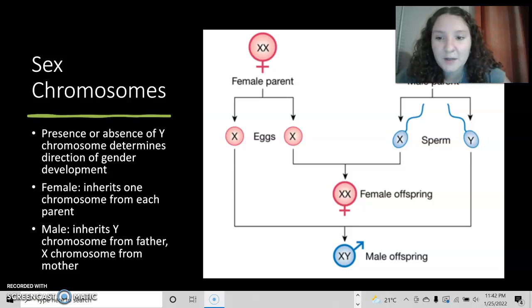So as you can see here, the presence or absence of a Y chromosome will determine the direction of gender development. So a female will inherit two sex chromosomes, one from their mother and one from their father, and a male will inherit an X and a Y chromosome, the X from their mother, and the Y from their father.